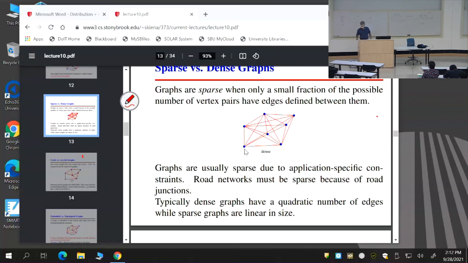What about road networks? Are road networks sparse or dense graphs? You say dense. Why is it dense? Do you think that every junction is directly connected to every other junction, or is it that there's a path between every other junction? This is an important distinction to make. Remember, we're thinking about edges as the elementary chunk of connectivity. Paths are long chains of chunks.